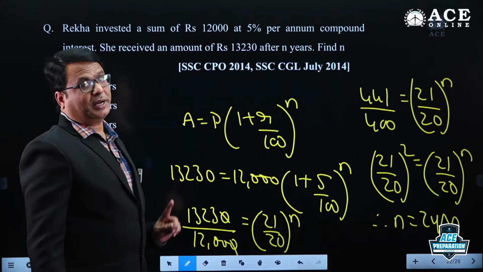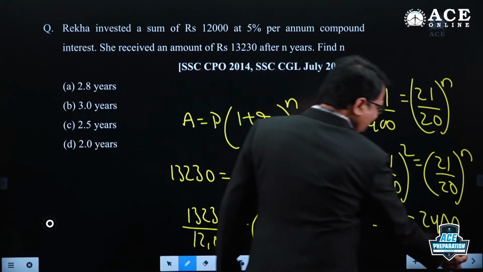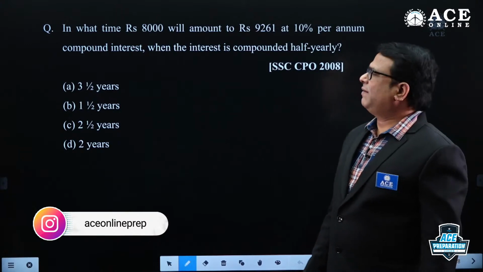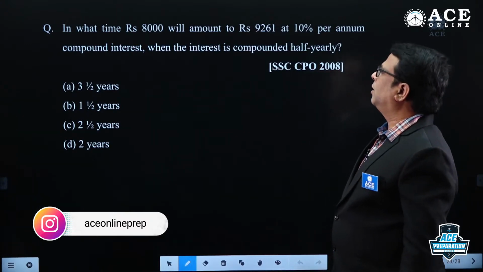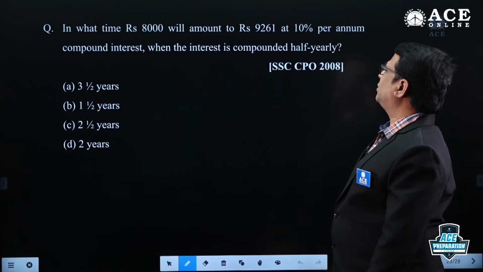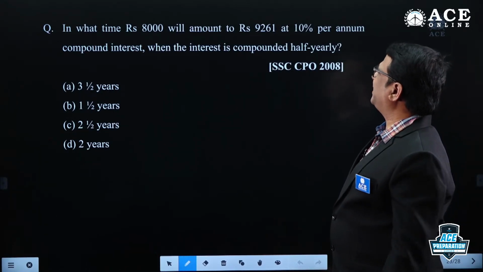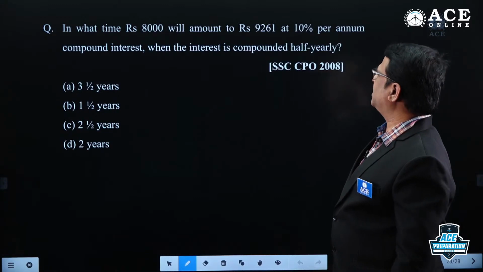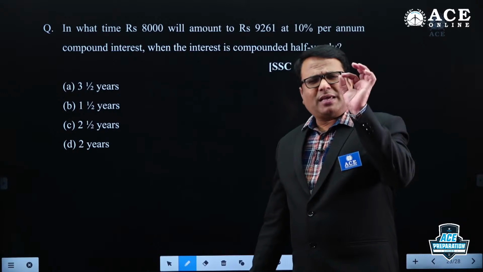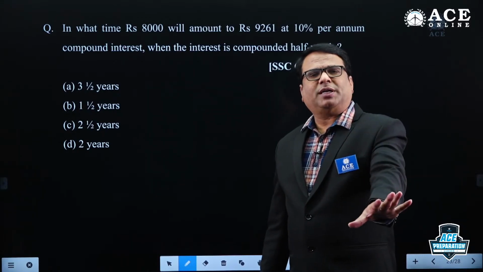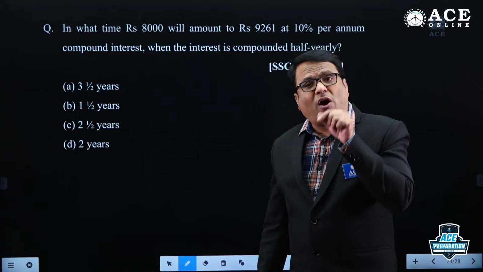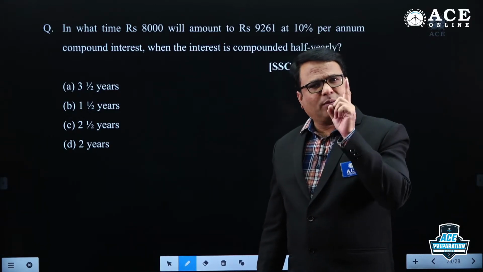Let's go for the next question. In what time will 8,000 amount to 9,261 at 10% per annum compound interest when the interest is compounded half yearly? Same as the previous question. The only difference is here interest is compounded half yearly. That means k value will become 2.